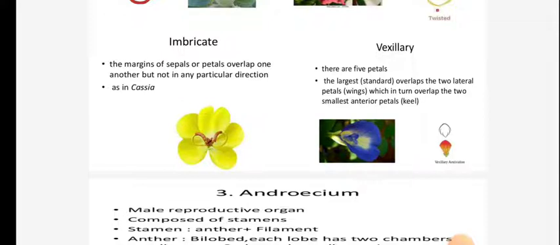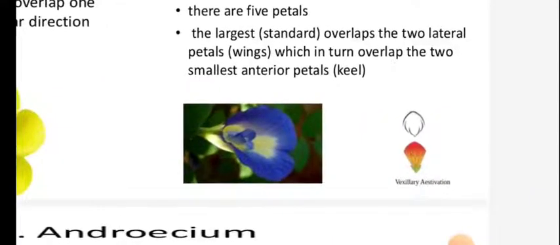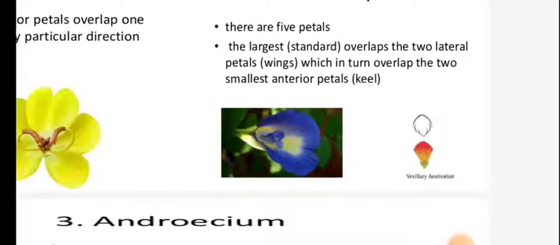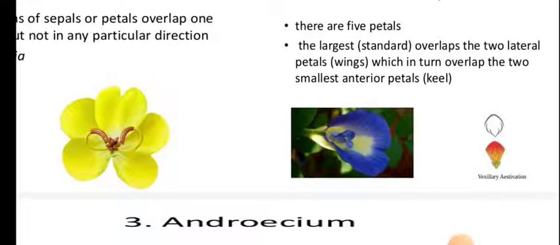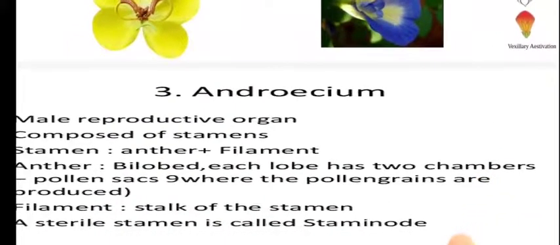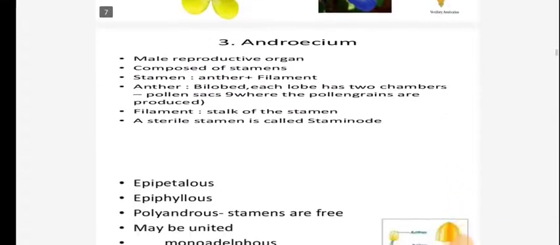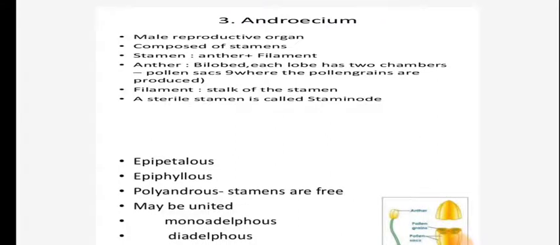And another good example, here you are observing Clitoria, that is Gokarna, and Sesbania, this type of papilionaceous corolla. Generally, it shows this condition: the standard, the largest, overlaps the two lateral wings, and they lie inside the smallest anterior keel. So this is all about the sepals and the petals, calyx and corolla.